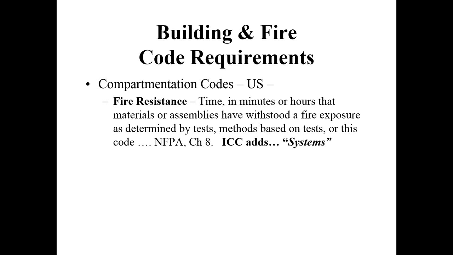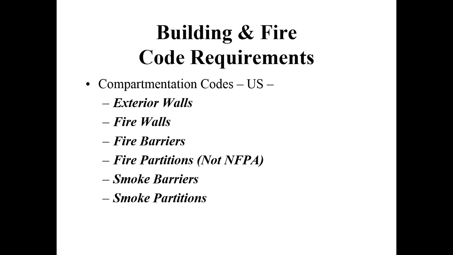If you look at the building codes, NFPA 101, Chapter 8, International Building Code, Chapter 7, fire resistance is defined as time in minutes or hours that materials or assemblies have withstood a fire exposure as determined by test methods, based on tests or this code. In the ICC area, we added one word in the 2007 supplement cycle for the International Building Code. We put in Chapter 7, where nowhere was it before, the one word called systems. And you'll see why in a couple of minutes. We've talked about this at previous webinars.